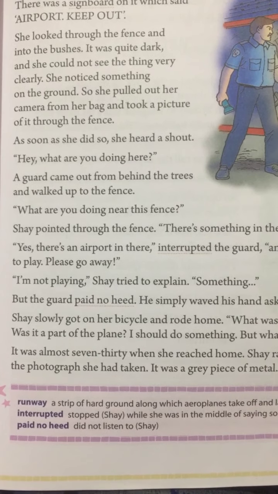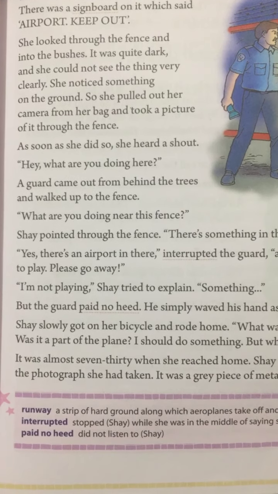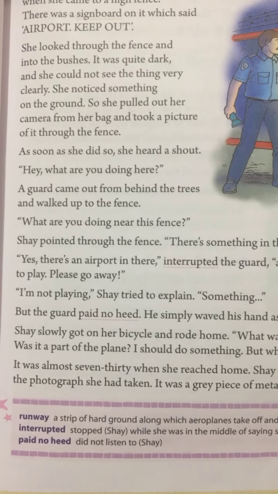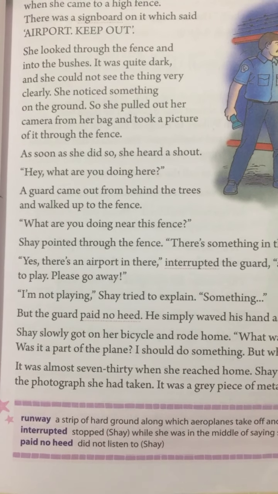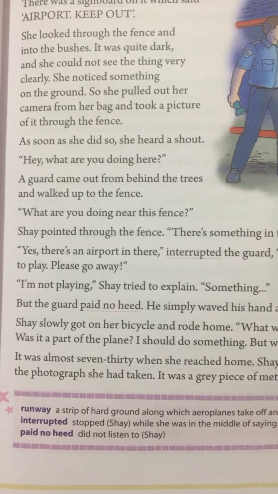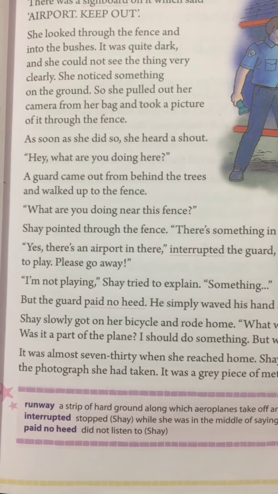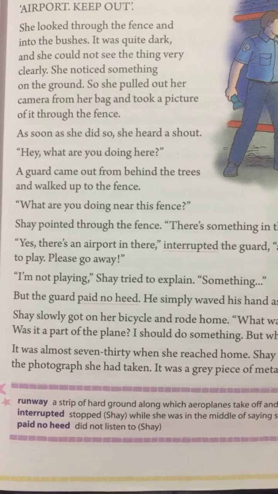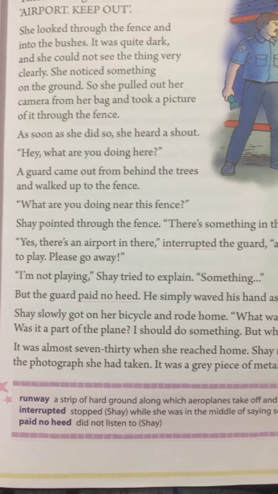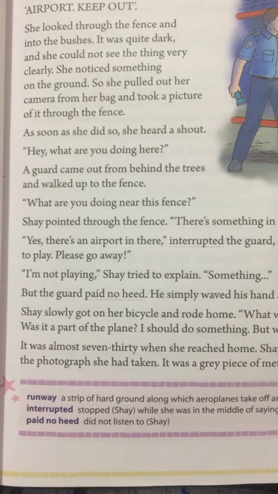When the guard asked what she was doing there, Shai pointed to the thing that had fallen from the flight. She told the guard that there was something in there. And what did the guard reply? He interrupted her and told her that yes, there is an airport in there, and it is not a place for children to play. He asked her to go away.